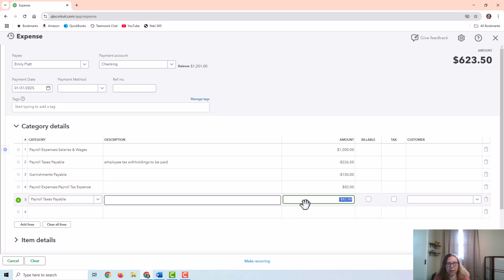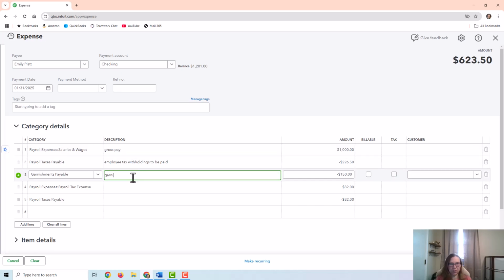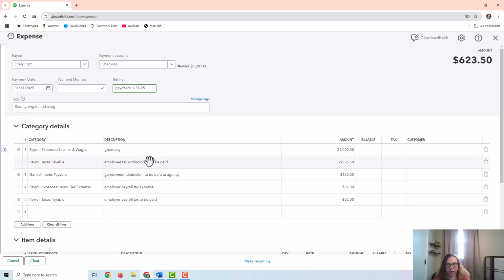So I'm going to go ahead and include it here, and I'm going to go ahead and put in some descriptions just to make sure everyone is on the same page as far as what these are for. Okay, I've got the data in here, got all the numbers. The total expense is the net pay of the employee. That's what they're going to receive. And I'm going to go ahead and save and close this.